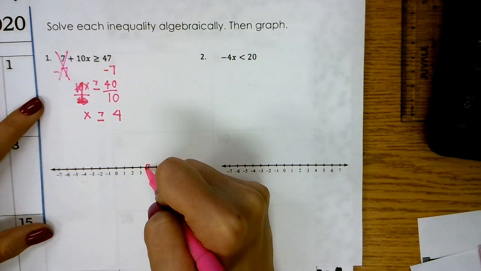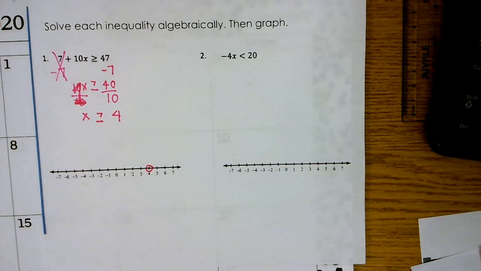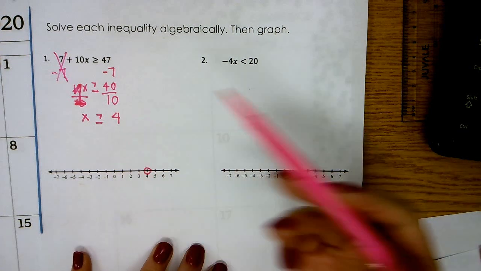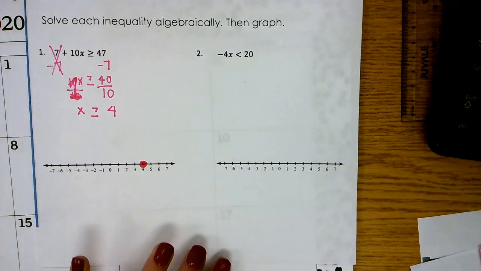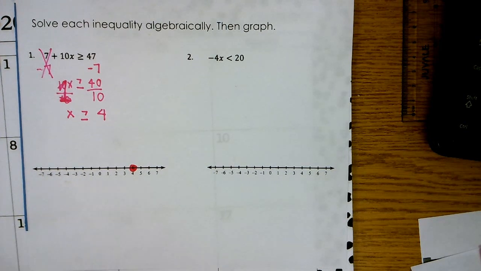First we're going to put a circle at 4. We need to figure out if it's open or closed. To do that, we ask, does 4 make our inequality true? So let's test it. Is 4 greater than or equal to 4? Yes, because 4 is equal to 4. So we can fill in the circle. And now we need to figure out which direction we want to shade.